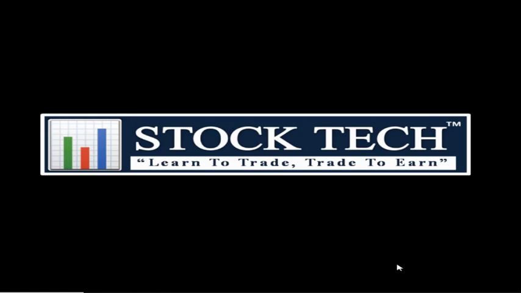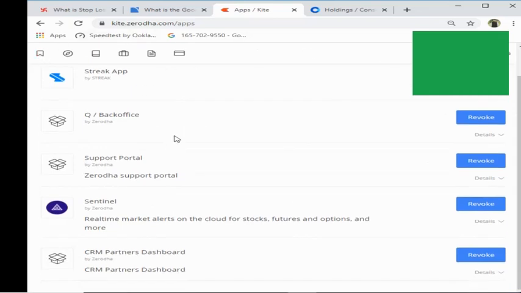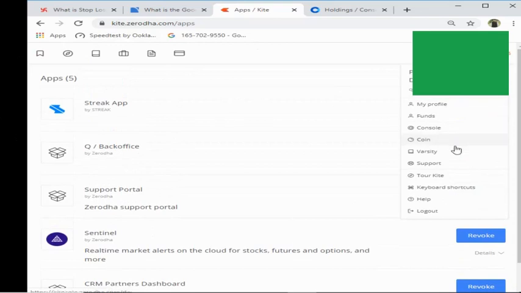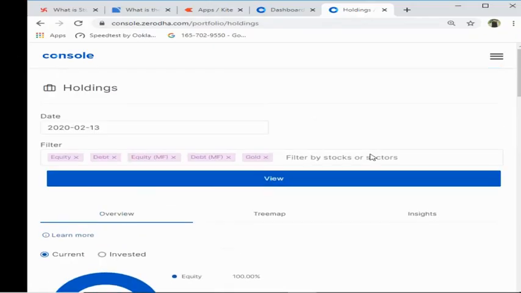Let us go to the Kite app, that is the Zerodha trading platform, right? I will be going to the console. Once I click on console, you have this report over here which shows me the holdings, and you can see today's date. So on 13th February, up to 13th February, whatever we are holding, all the segments have been selected over here.